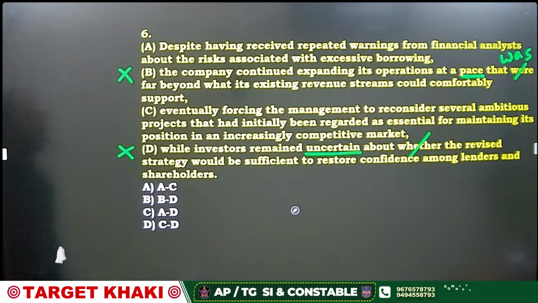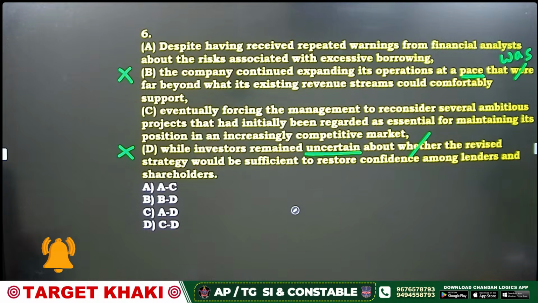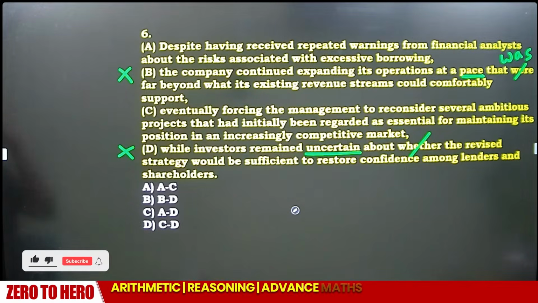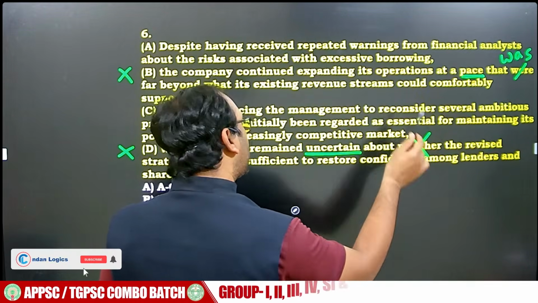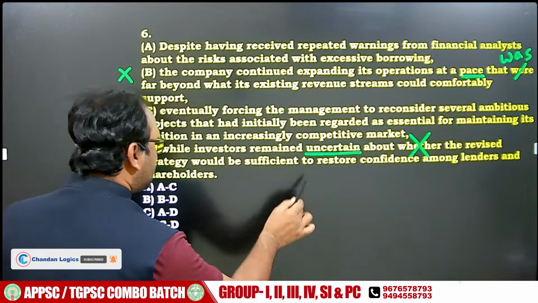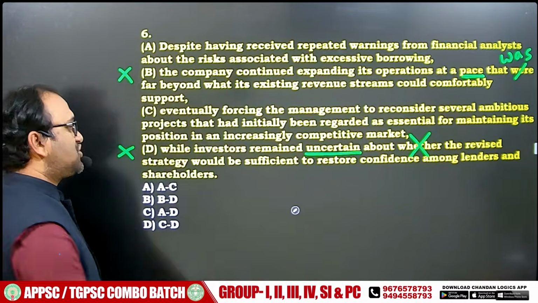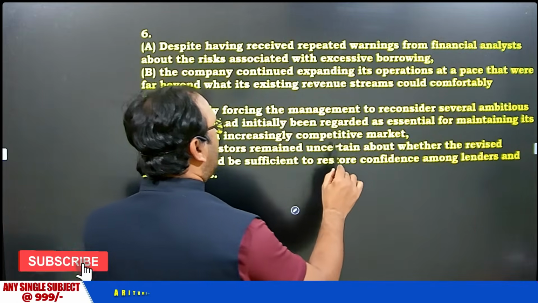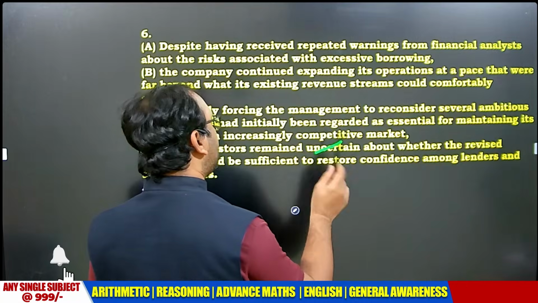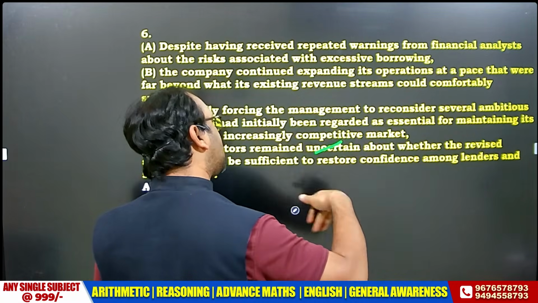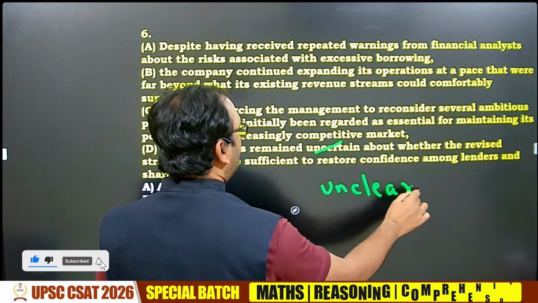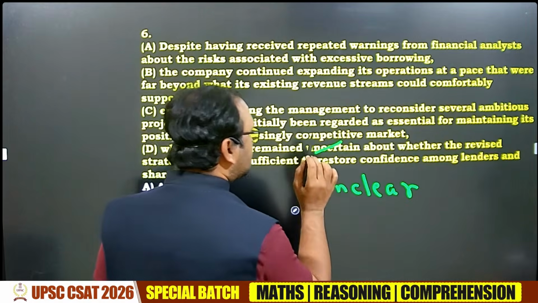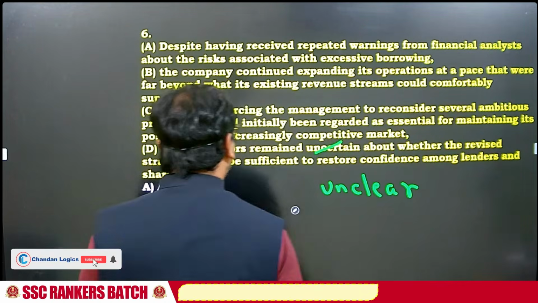While investors remained uncertain about the revised strategy. So when uncertain comes, whether is not needed. If you use whether, you need to make some more changes in the sentence. So my suggestion is, rather than using the word uncertain, you can use some other word, like for example, unclear. That is fine. But when you use the word uncertain, you can't use the word whether.